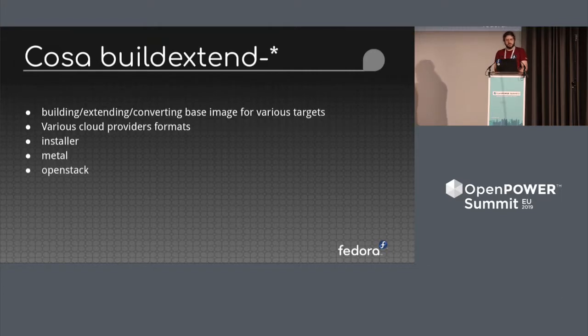There's a bit more to the tool. There's actually a buildextend command that takes the base build and extends it for other platforms or cloud providers, for booting via PXE, via the installer, or running directly on bare metal, or running on OpenStack. So it takes the default image, and for PXE, it extracts the kernel and initramfs.